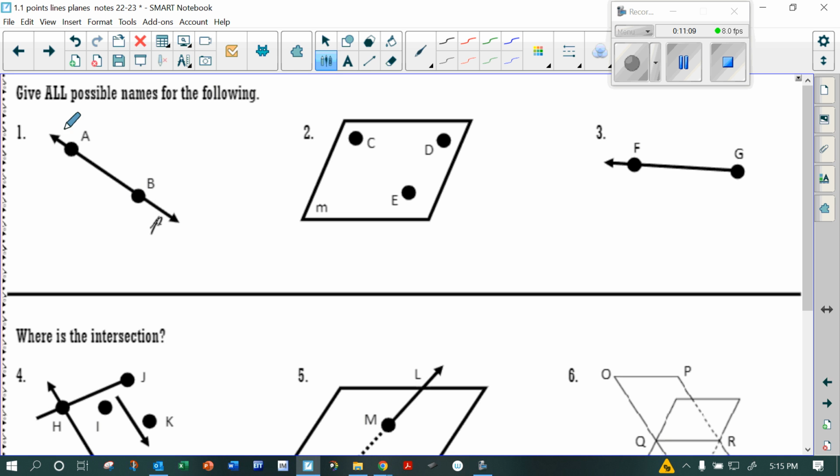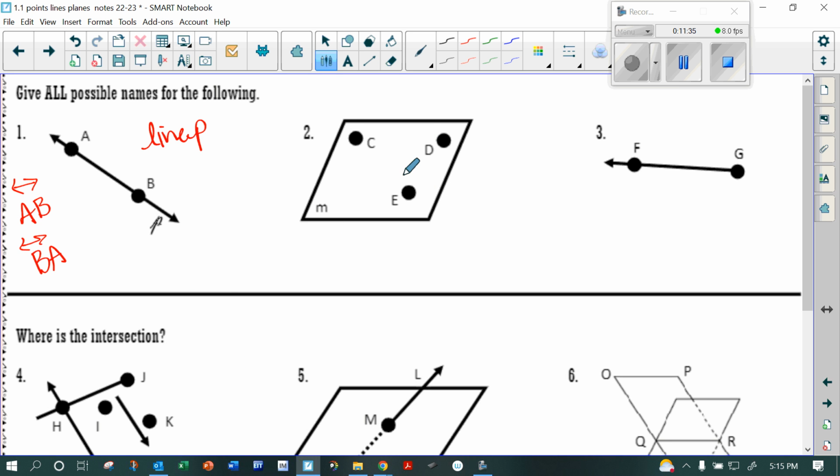So this is a line, so we're going to call this line AB because you pick any 2 points, or maybe I want to call it BA. So it could be line AB or line BA. Also, there's that cursive P, okay? So we could also call this line P. All right, so it could be called line P.